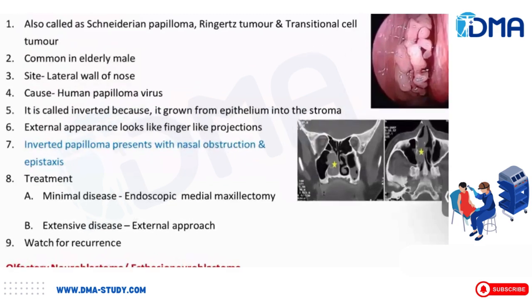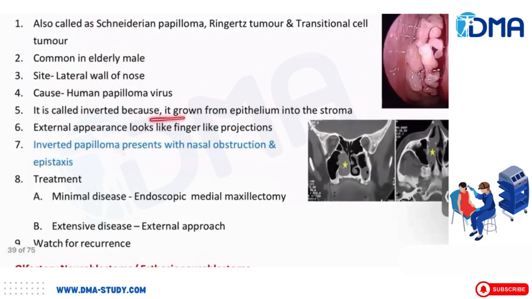It is called inverted because it grows from the epithelium into the stroma. See, other tumors will be growing outward like this, but this tumor will be growing from the epithelium into the stroma. That's why it is called inverted papilloma. Inverted papilloma, finger-like projection, you should remember the other names also, caused by human papilloma virus, very, very, very important.